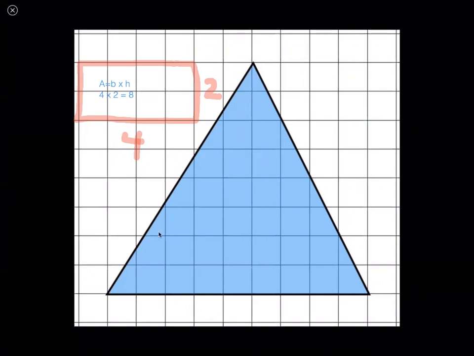Okay, so let's count the base up here. We can see that we've got 1, 2, 3, 4, 5, 6, 7, 8, 9 units here that make up the base. And then, like I said, if we come up here and go straight down from that highest point, we can see that there's 1, 2, 3, 4, 5, 6, 7, 8. And so my height would be 8 on this triangle.